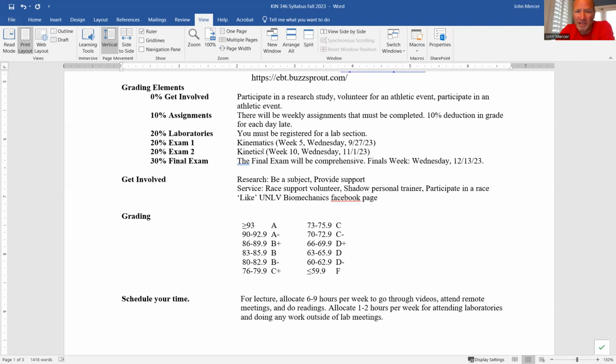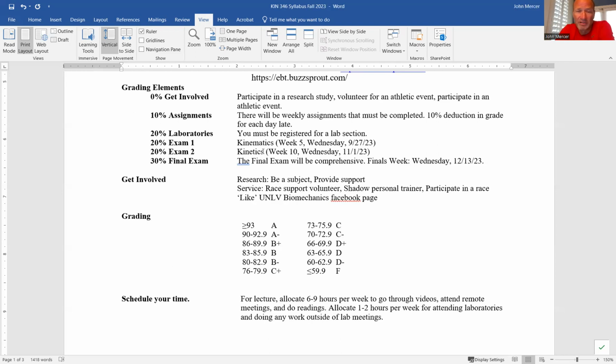You can serve as race support volunteer, shadow a personal trainer, participate in a race, like the UNLV Biomechanics Facebook page. It's not a very active page right now, but I do post interviews that I do with alumni on that page. How much of your grade will be getting involved? 0%. So this is something that you will do on your own, and hopefully that is helpful.